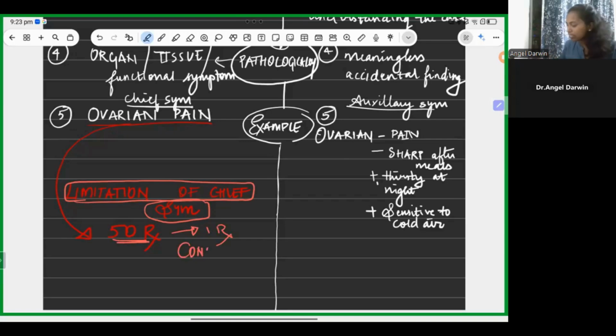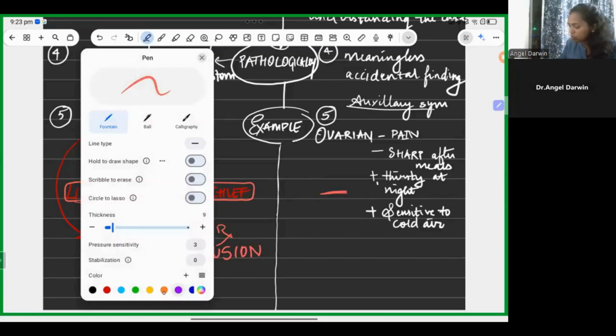Okay. On the other hand, are there any limitations of the auxiliary symptom? No. Now, we are going to see the advantages of both.